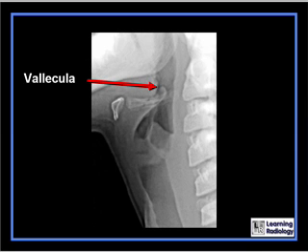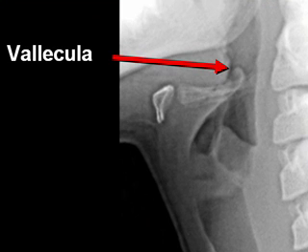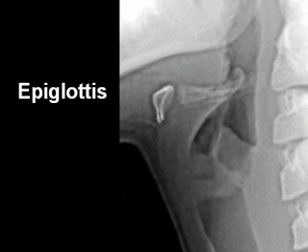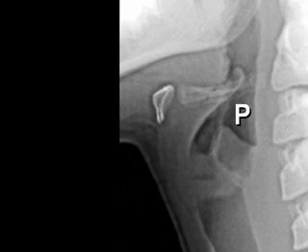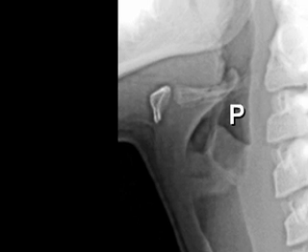Moving inferiorly, the valleculae are the space between the base of the tongue and the superior aspect of the epiglottis. Then there is the epiglottis itself, the Aryepiglottic Folds, which we'll talk about in a few seconds, and the posterior paired piriform sinuses.